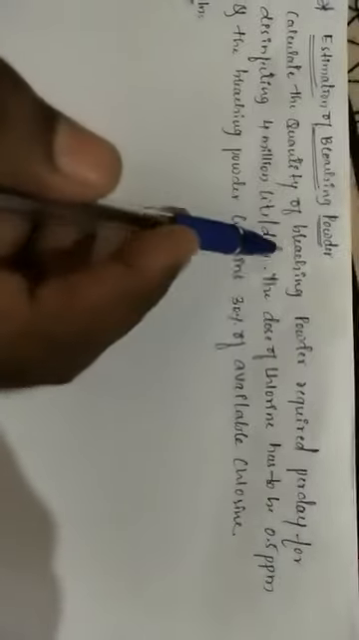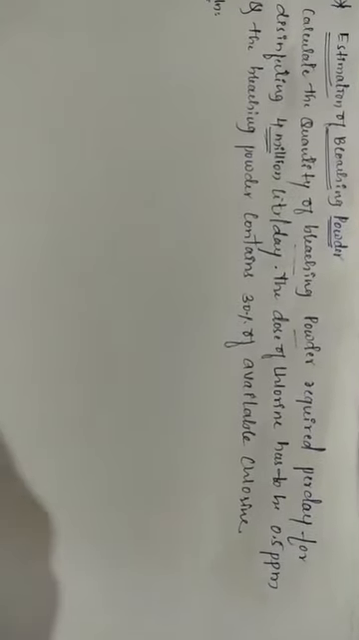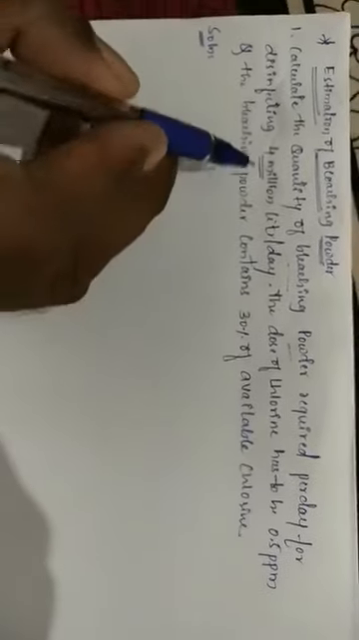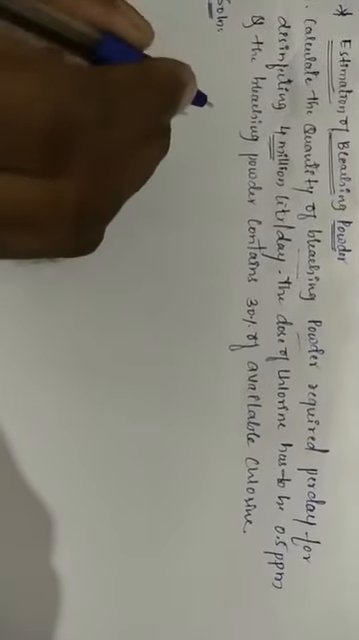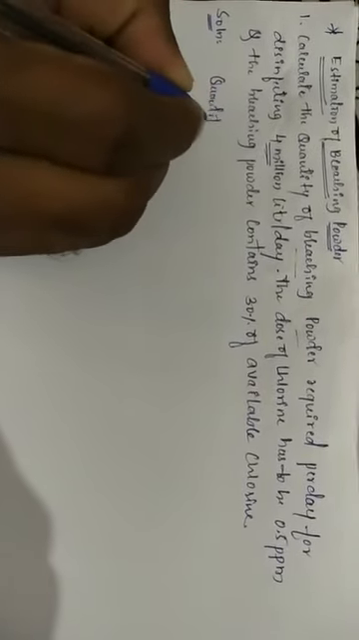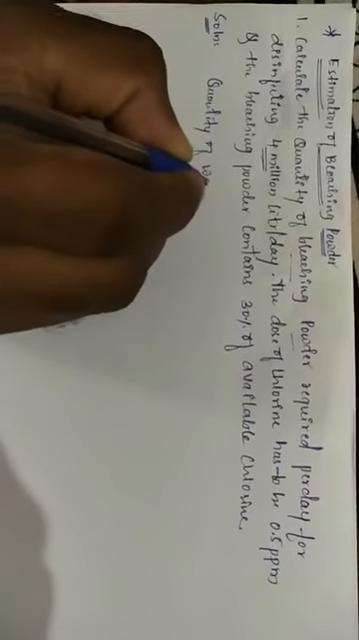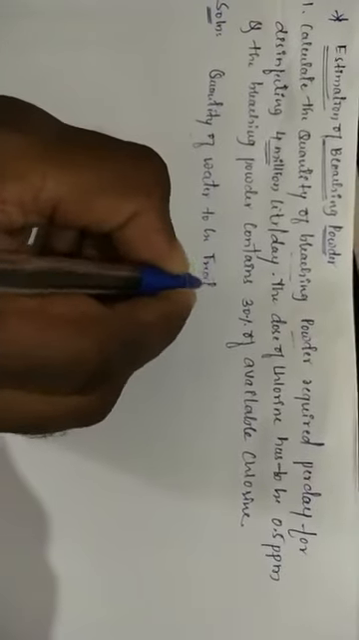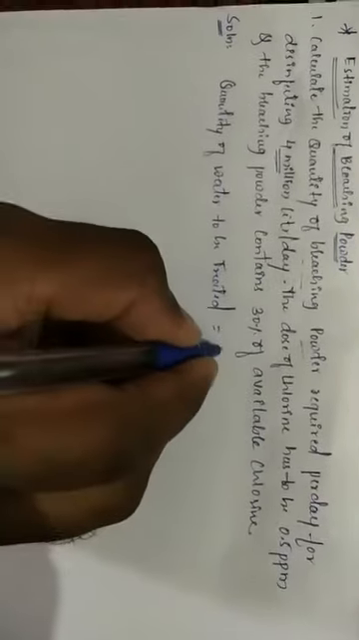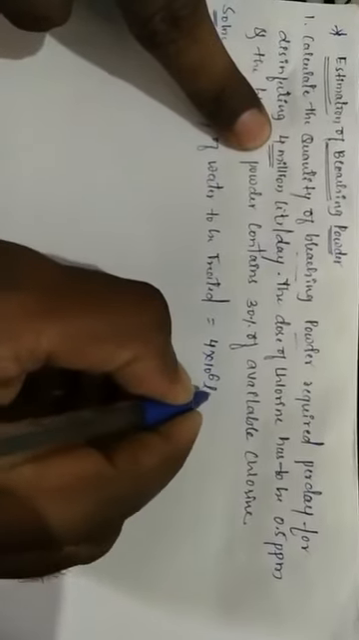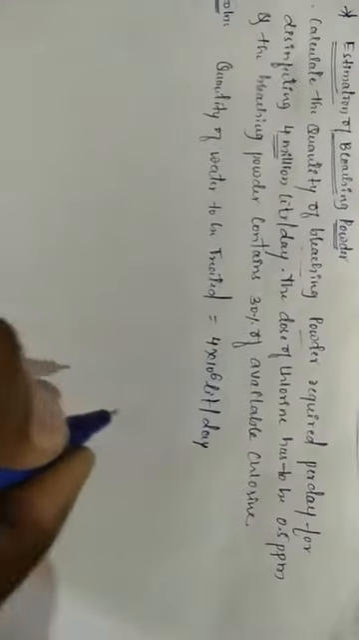So we have to calculate the quantity of bleaching powder required for this quantity of water to be treated with a disinfectant. Here the given data: first, the quantity of water to be treated. How much is it? 4 million liters per day. That is 4 into 10 raised to 6 liters per day. So this is the quantity of water.